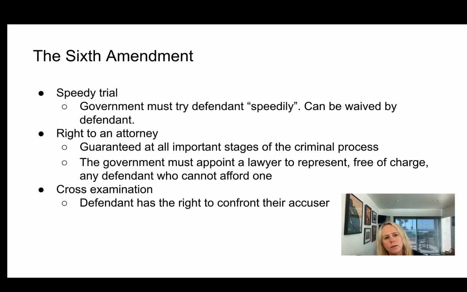Sixth Amendment is your right to a speedy trial. The government has to try the defendant speedily. That can and sometimes is waived by the defendant. A lot of times in larger cases when the defense needs more time to put on a case, many times the right to a speedy trial is waived.